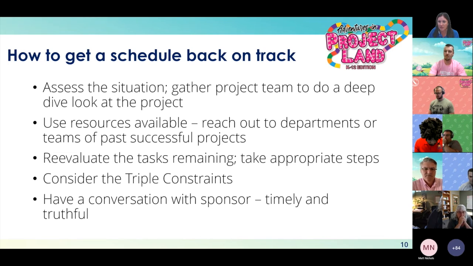Reevaluate the tasks remaining and take appropriate steps. Look at the tasks not completed in the project and figure out how you can get them back on track. What steps need to be taken? Sometimes reducing the scope is possible to correct the schedule, or adjusting the project plan if there are concurrent phases. It's not always an option and must be done with caution.